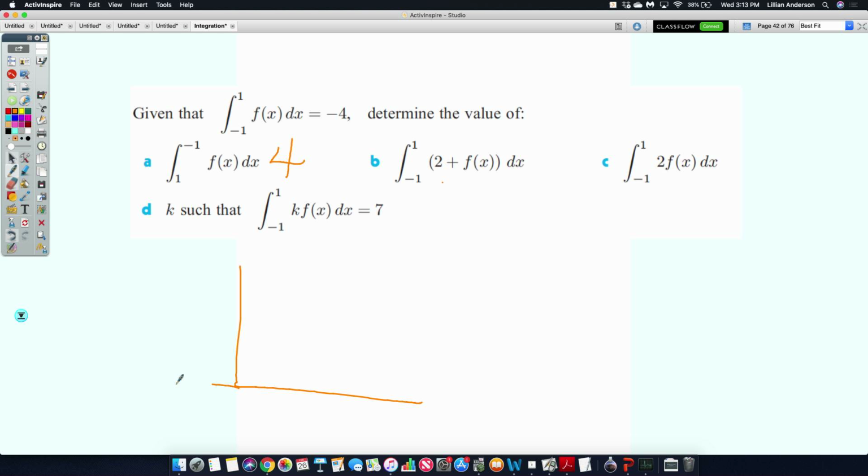Visually, you're basically going from -1 to 1. Whatever your function is, you basically added 2 spaces. So now your function, whatever it is, looks like this. So you basically added a 2 by 2 square underneath, which is an area of 4, because you multiply. And then, of course, the integral from -1 to 1 of your function was -4, so your answer is 0.